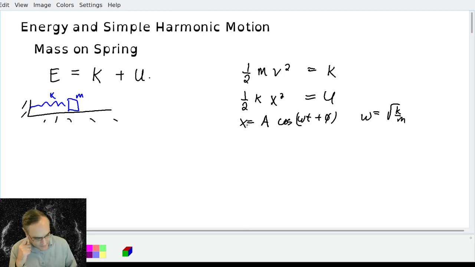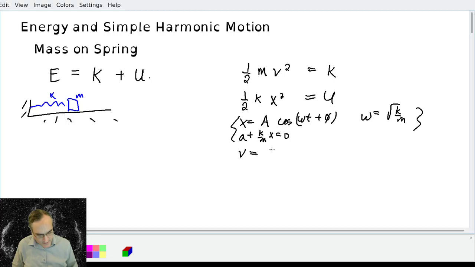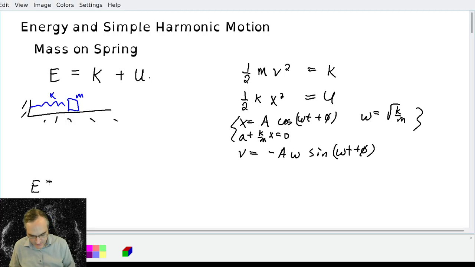As a quick reminder, this is coming out of a differential equation that looks something like a plus k over m x is equal to 0. So minus kx is equal to ma, and rearrange it, and we get our solution out of it. If we take the first derivative to find velocity, we're going to have a minus a omega sine of omega t plus the phase. So we can actually write out the total energy pretty directly here.